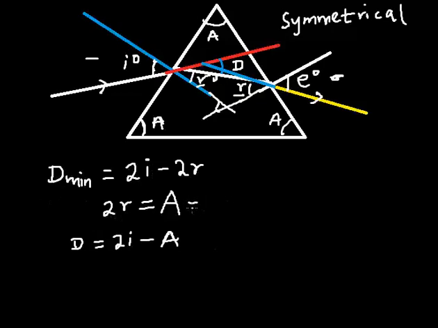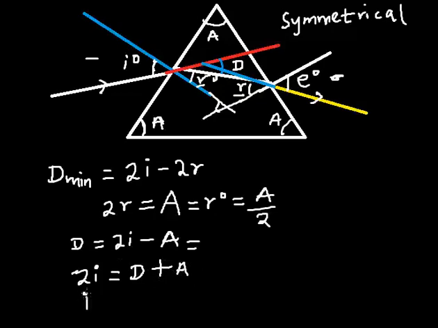Now, first of all, I'll have to get my refraction. The angle of refraction from here is going to be equal to A all over 2. And of course, the angle of incidence from here, if I should make it the subject, if I make this 2I, is going to be equal to D plus A. So that means the incidence is going to be equal to the minimal deviation plus A, then all divided by 2.